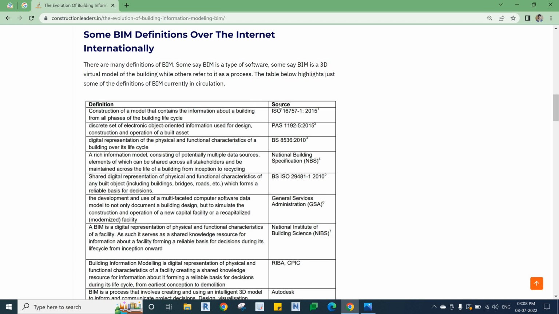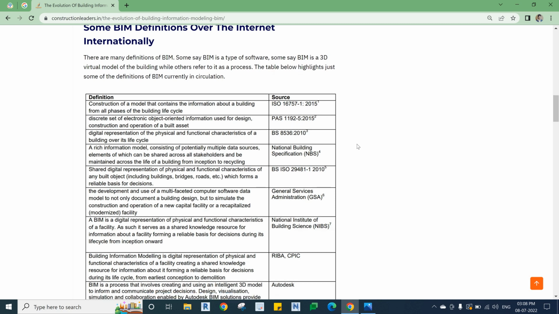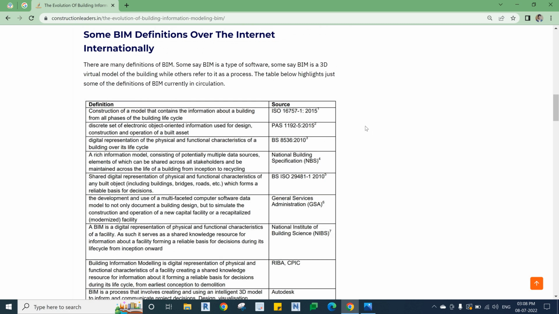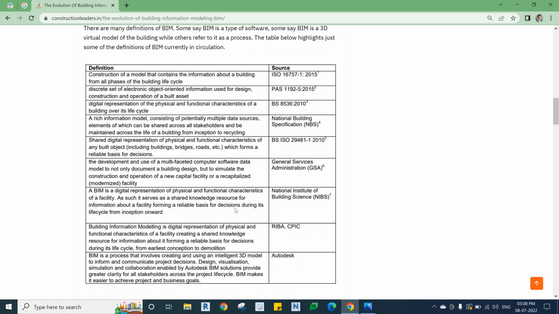See here, we are able to see the source: ISO, PS, BS. These are all the bodies, national and international. One definition reads: construction of a model that contains the information about a building from all phases of the building life cycle. ISO 16757 defined BIM as this one. And like that, we can see many definitions are available here.